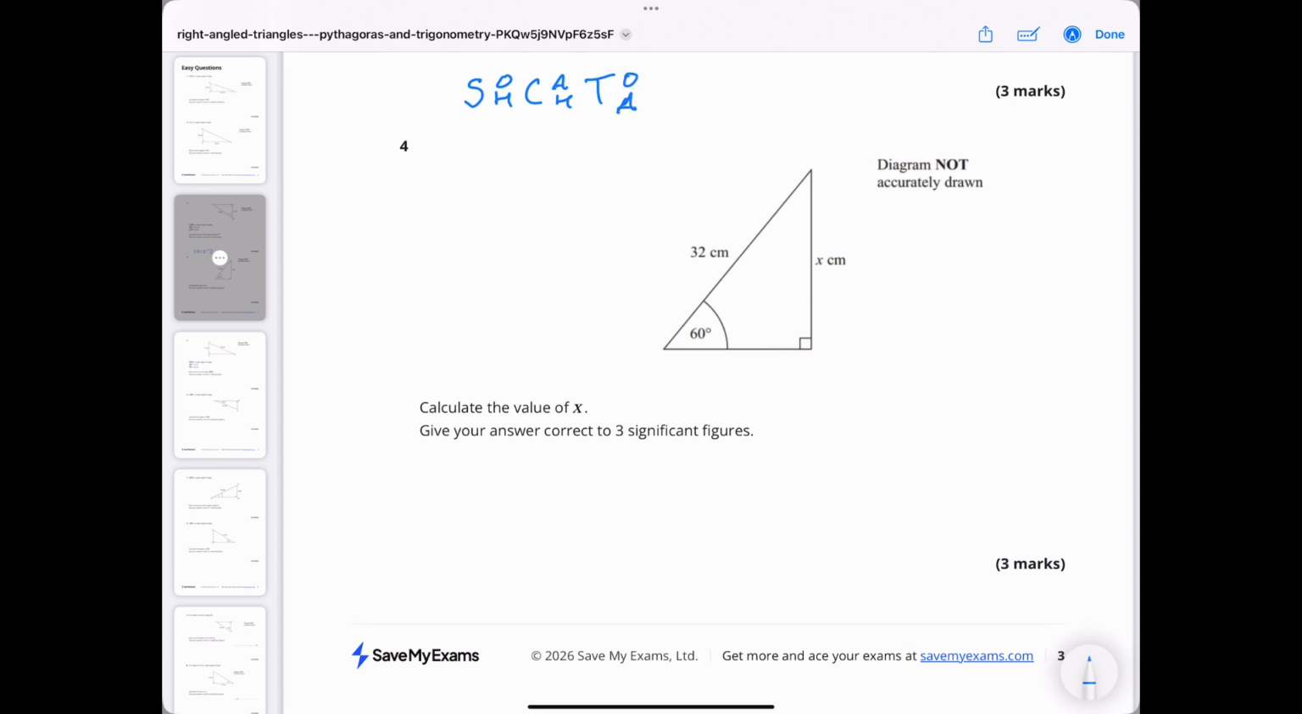And SOHCAHTOA, it's easier if you write it like this, because sine of x equals opposite over hypotenuse, cos of x equals adjacent over hypotenuse, and tan of x equals opposite over adjacent. So I literally write it like that, and that makes it much easier for me to not do anything wrong. SOHCAHTOA and trigonometry, particularly at this stage, is not hard at all. It's just a case of doing exactly what I'm about to show you.